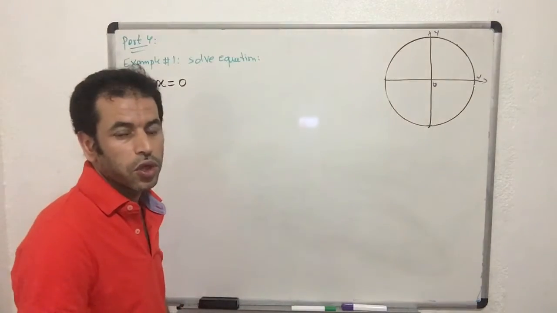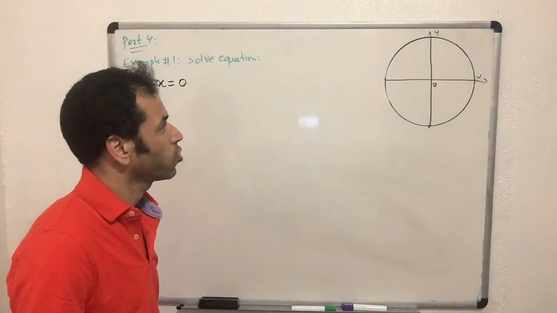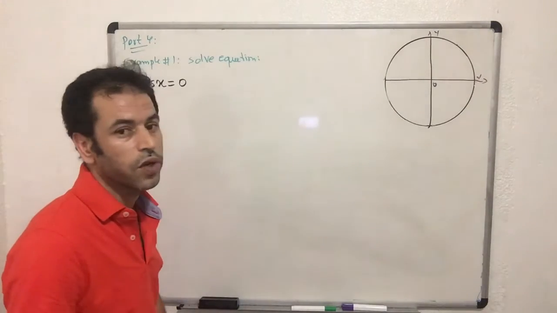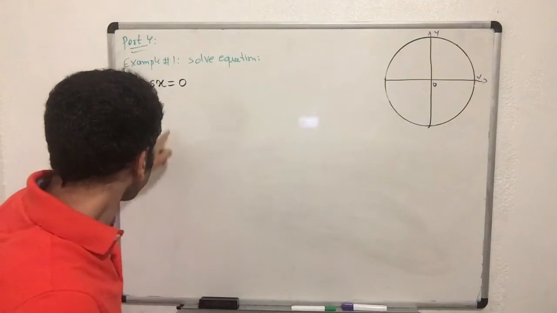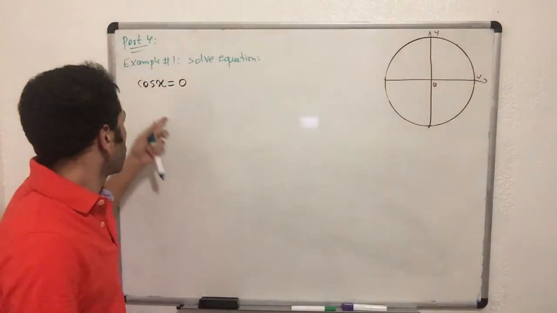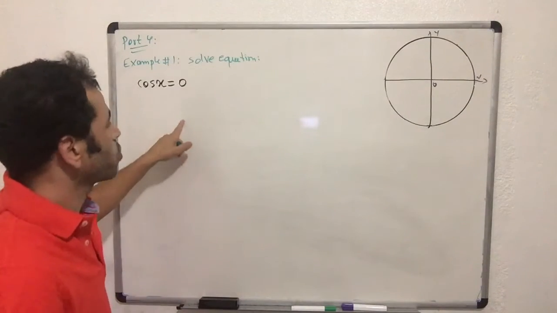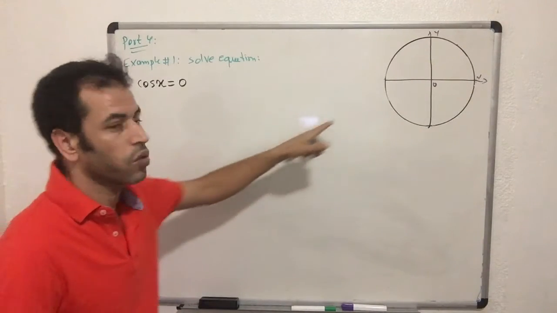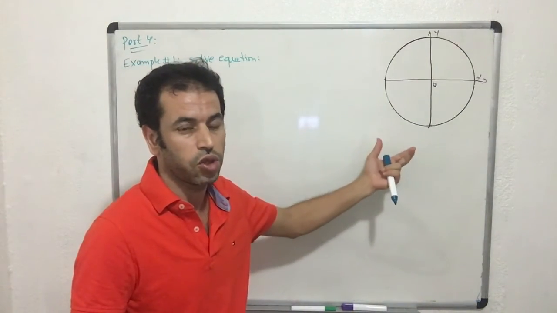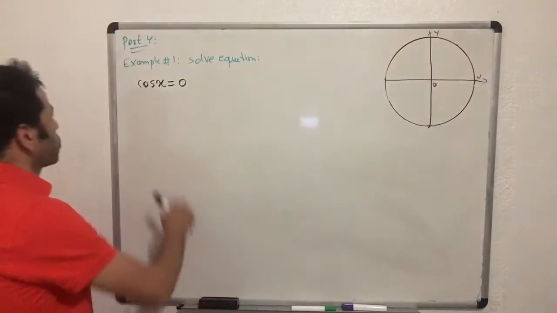This is the continuation of what we saw previously regarding trigonometric identities on the unit circle. In today's video, I'm going to solve simple equations. We have cosine x equal to 0. I'm going to use the solution of this equation on the unit circle to make sure we understand these trigonometric identities very well. So let's start solving this equation.